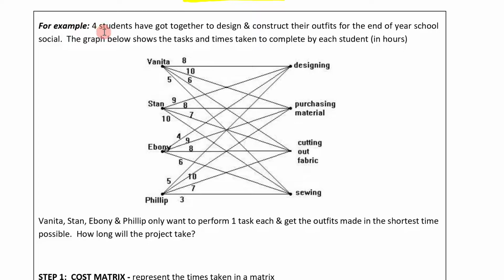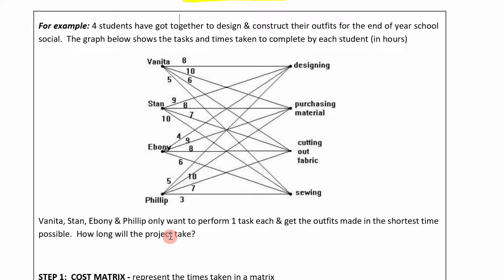All right, so for example, 4 students have gotten together to design and construct their outfits for the end of year school social. The graph below shows the tasks and times taken to complete by each student in hours. So for instance here, we have Vanita, and Vanita takes 8 hours to do designing, 10 hours to do purchasing, 6 hours to do cutting out fabric, and 5 hours to do sewing. Stan takes 9 for designing, 8 for purchasing, 7 for cutting, and 10 for sewing, and so on. So here it says Vanita, Stan, Ebony, and Philip only want to perform one task each and get the outfits made in the shortest time possible. How long will the project take?